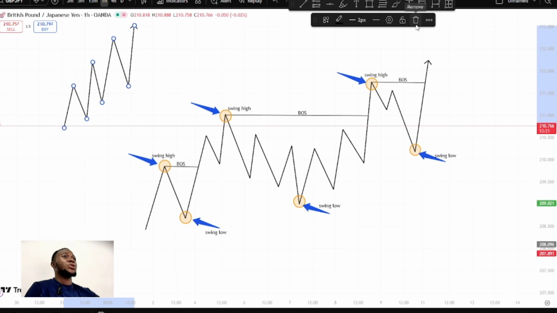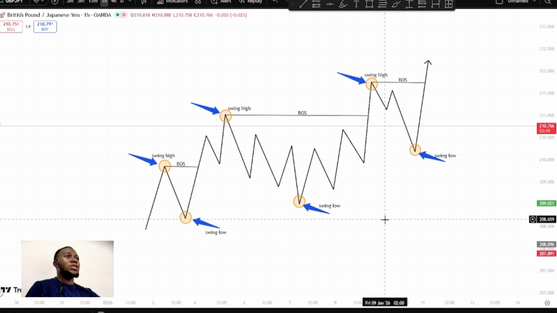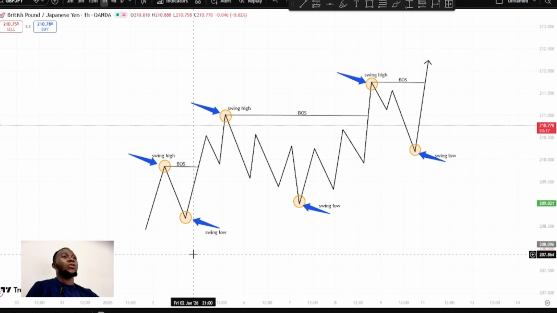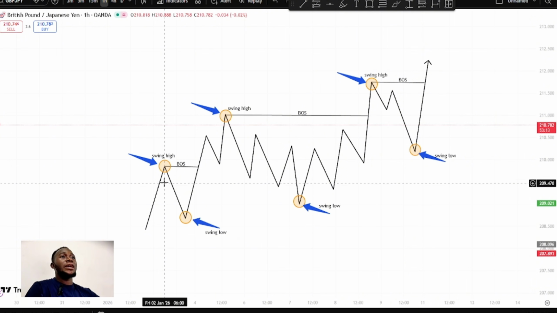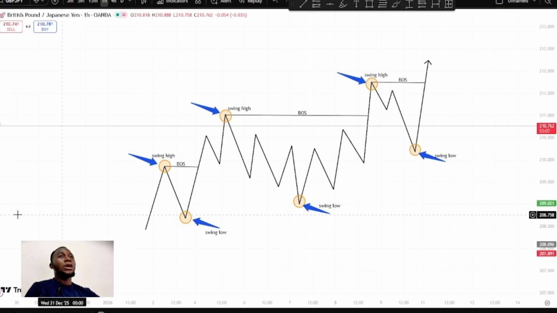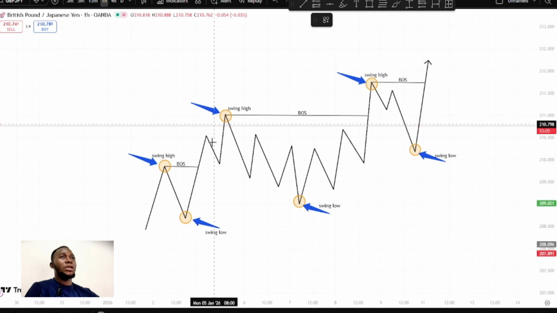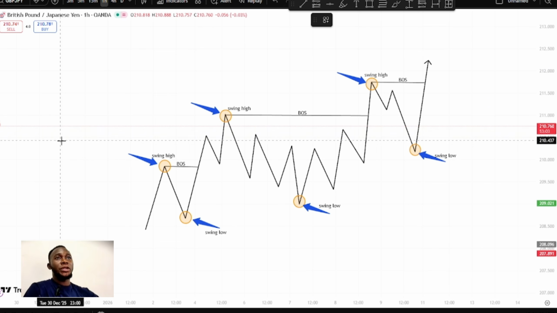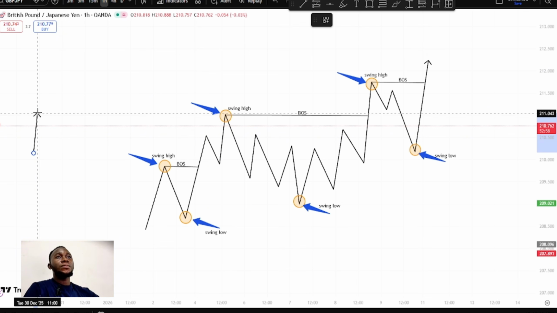Now let me explain something right here. What we have here is a clean explanation of how the market moves. When the market is moving in an uptrend, it's creating higher highs, higher lows, higher highs, higher lows. Let me explain something before I come back to this. I want you to really understand this very well. In a bullish market, it moves like this, retraces like this.